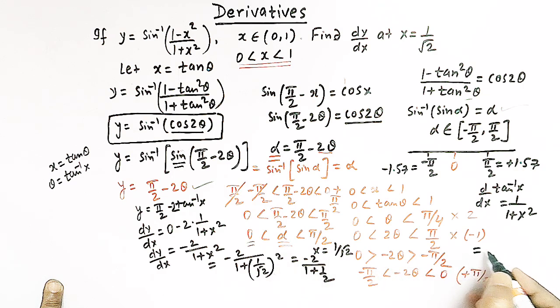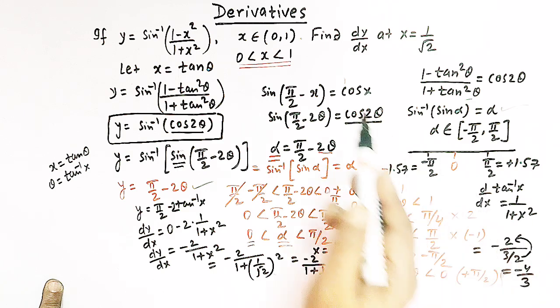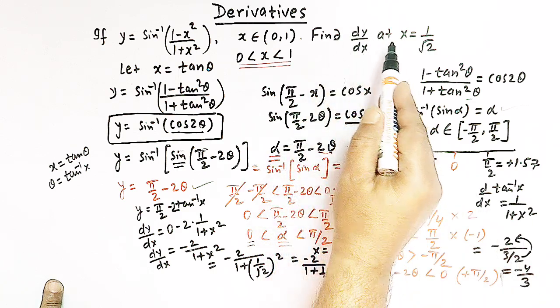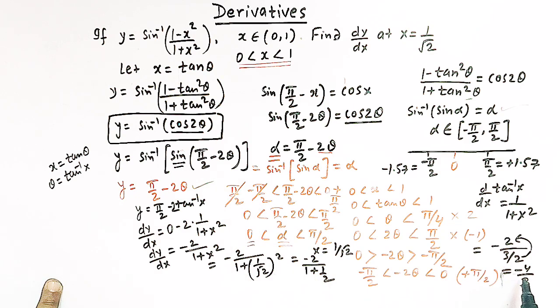So we can now have here minus 2 over, 1 plus half is 3 over 2. So we have here minus 4 over 3, taking this 2 to the numerator. So we have minus 4 over 3. So the value of dy over dx at x is equal to 1 over root 2 is given by minus 4 over 3.